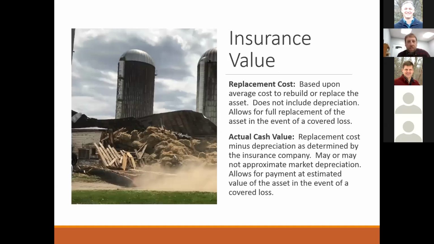Insurance value, you're going to see two things here: replacement cost and actual cash value. Replacement cost would be the full cost to rebuild or replace the asset. This would not include any depreciation, so you'd get paid out for the full replacement cost in the event of a covered loss, whereas the actual cash value is minus depreciation. Now, this isn't really market-derived depreciation. This is determined by the insurance company.